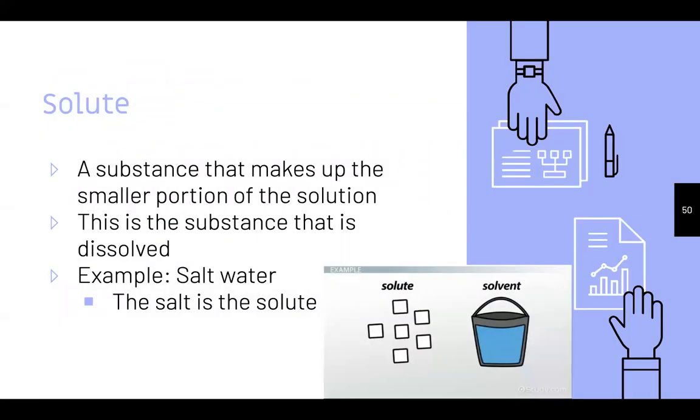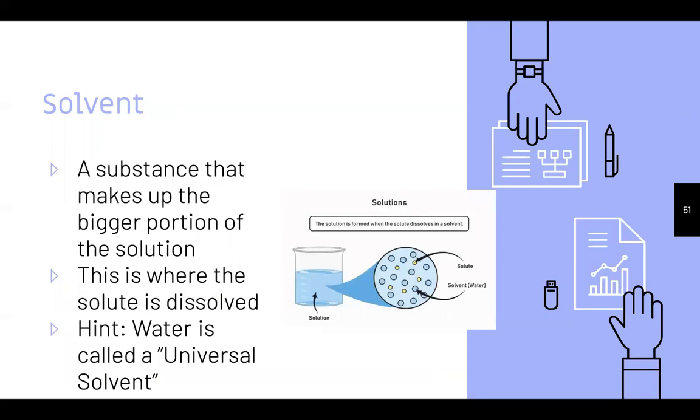So a solute is a substance that makes up the smaller portion of the solution, right? This is the substance that is dissolved. If we have an example, salt water, the salt is the solute and the water would be the solvent. That's the picture down below, the solute being the sodium and the solvent being the water.